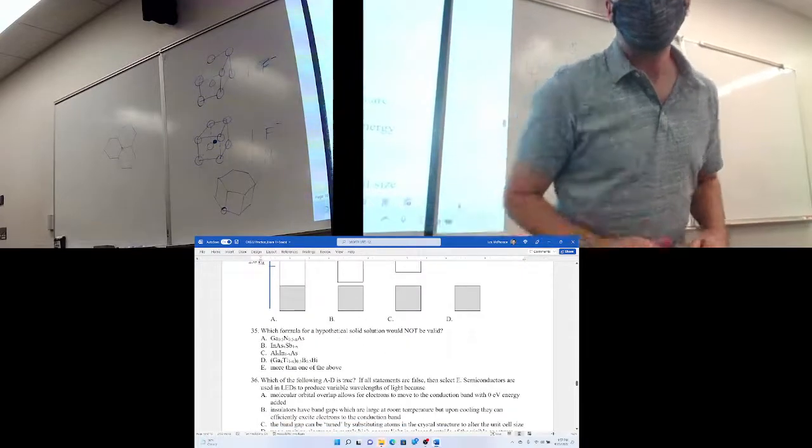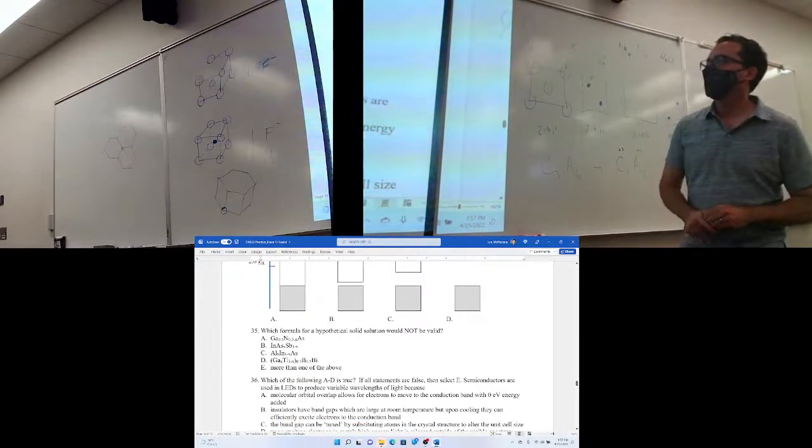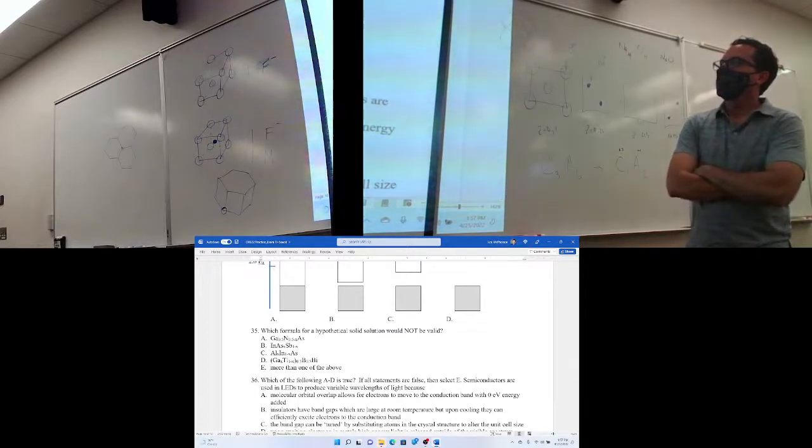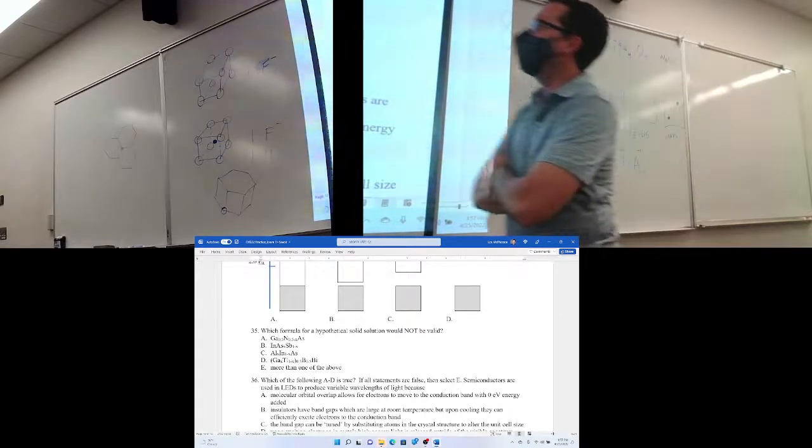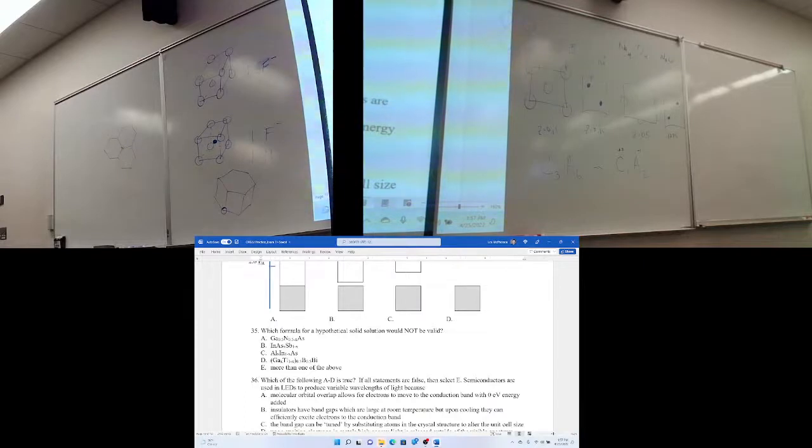All right, which one of these is not valid? That is true. It is A. It's not valid. So how do we know A is not valid? Well, gallium is group 3. Nitrogen is group 5. Arsenic is group 5. Well, I've only got half of a group 3 atom. That's it. And how many group 5 atoms do I have? Oh, it's not even written correctly. If I plug in any number for X, if I plug in 0.5, it won't even work. So yeah, this doesn't work.